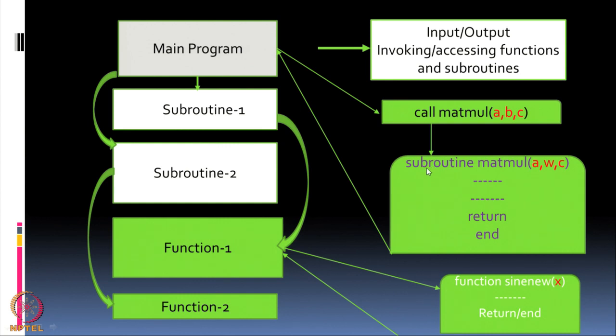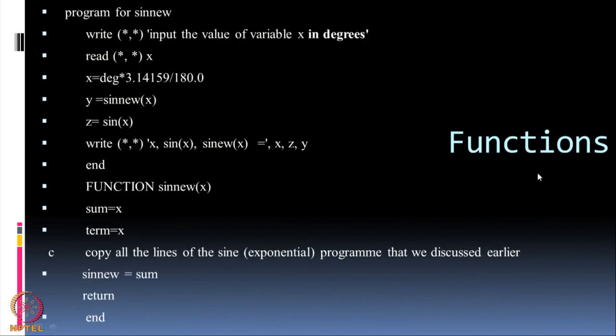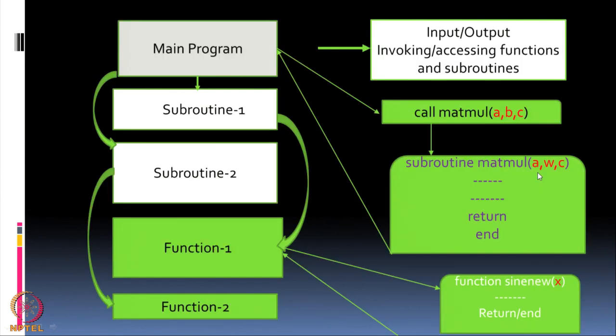The subroutine begins with the statement subroutine matmul A, W, C. Remember, here I have A, B, C, but in the subroutine I have called it A, W, C. The actual names will not matter. Instead of A, B, C in the main program, I can call them A, W, C. So, here the A in the matmul is the same as A in the main program, W in the subroutine will be B of the main program, and C is the same as C. What it means is that the arrangement of objects should be in the same order in the main program and the subroutine, but the names can be different.